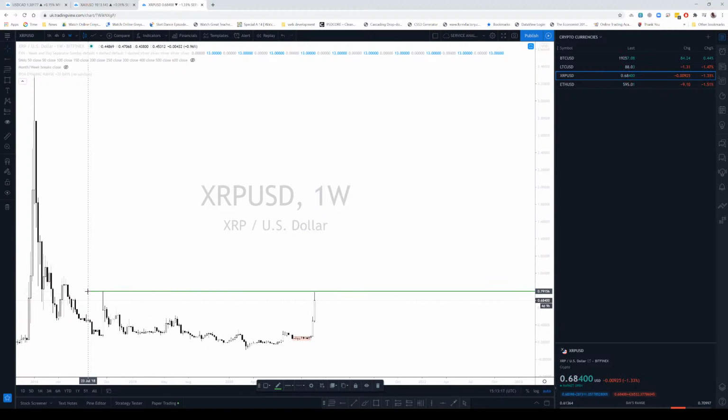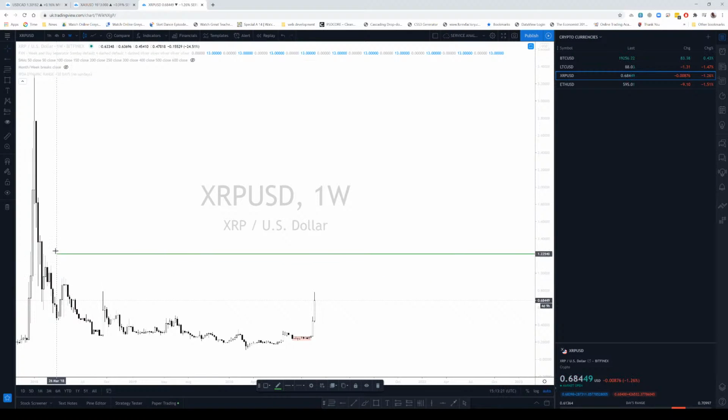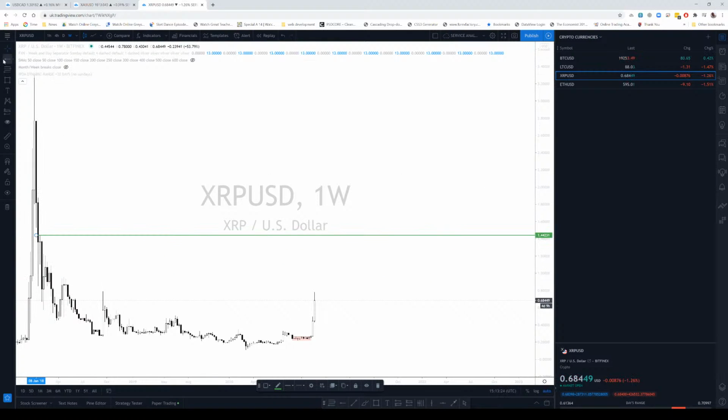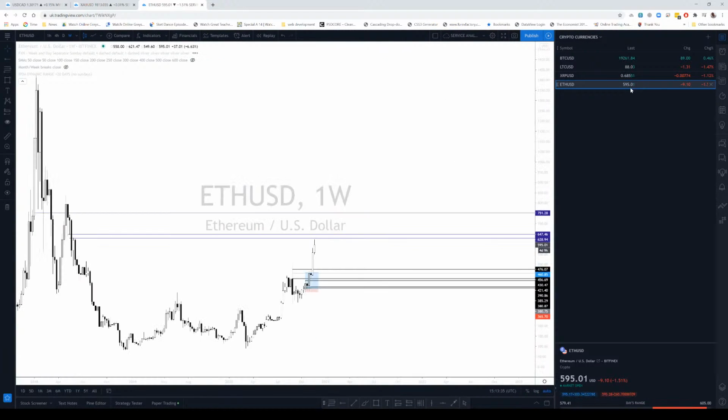And then I'll expect Ripple to also reach for, after taking out that high, should go for this one, and nothing in there until we get up here. So Ripple is looking at $1.40, and then ETH 628. That's what I'm expecting it to reach for now. I think it's got potential to go higher, but for now I'm looking at 628 on this one.